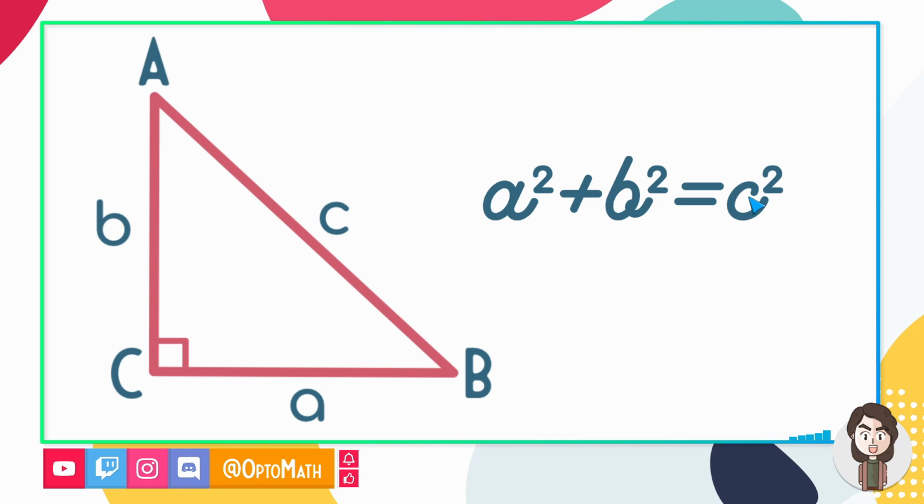Remember that c is always the longest side, and it's across from the right angle, and we call that the hypotenuse. A and B are both legs, just meaning they're not the hypotenuse. And notice that the lowercase letter is across from the uppercase letter that shows the angle.